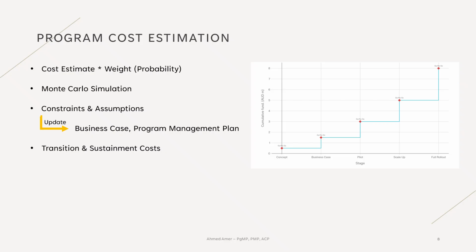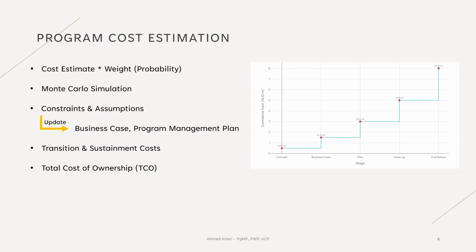A PgMP exam question might ask you to select programs based on comparing their total cost of ownership, or TCO, values. There are many cost estimating techniques available, and the right choice depends on the nature of the program and the level of detail you have at each stage.